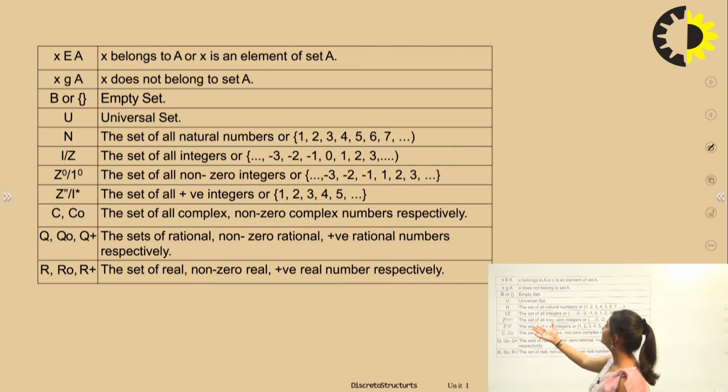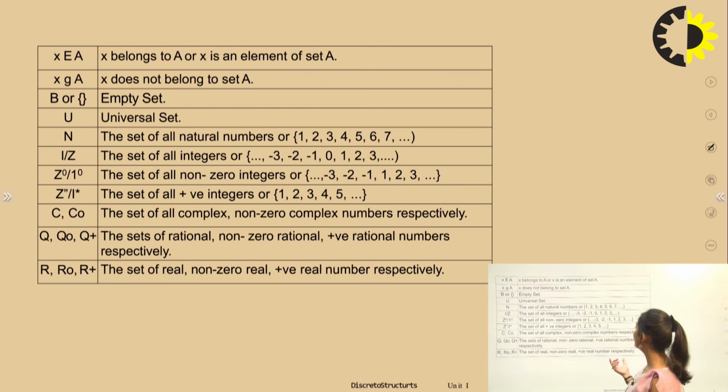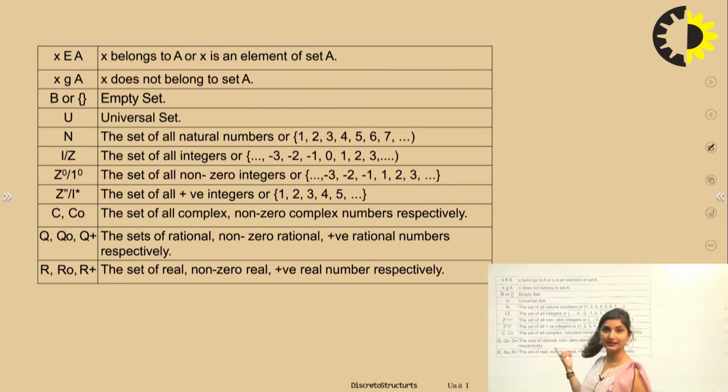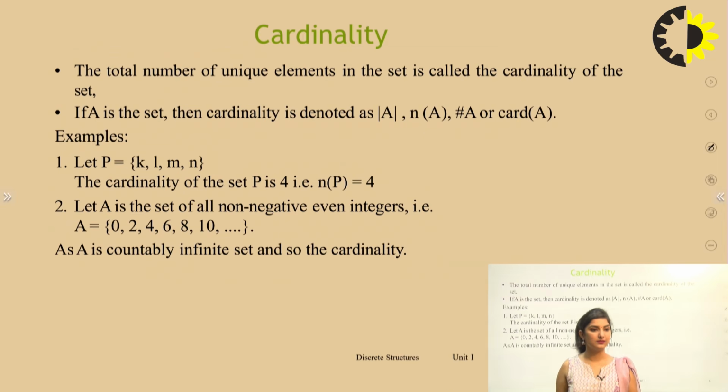Then I is set of all integers, or Z. Z naught is set of all non-zero integers. Z star or I star is set of all positive integers. C, C naught is a set of all complex, non-zero complex numbers. Q, Q naught, Q plus stand for the sets of rational, non-zero rational, positive rational numbers respectively. R, R naught, R plus is a set of real, non-zero real, positive real numbers respectively. So these are the meanings of the symbols.